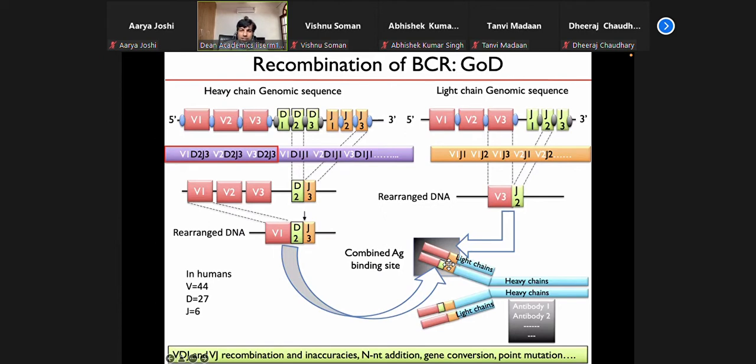More or less, is it clear? I'm pretty sure I have not really talked about the fine details, but did you get the idea of how this process of recombination of your BCR present on B cells is taking place?